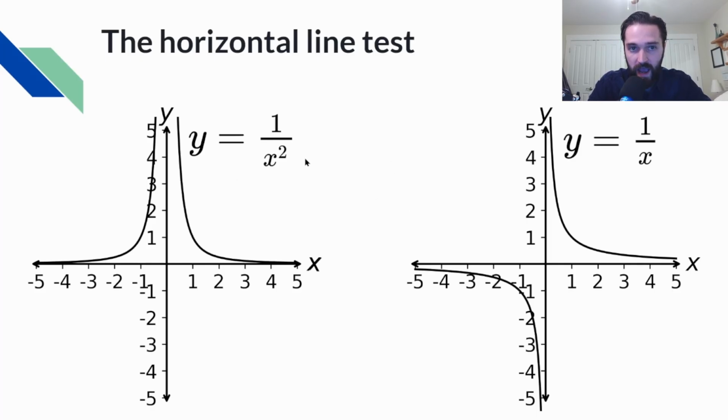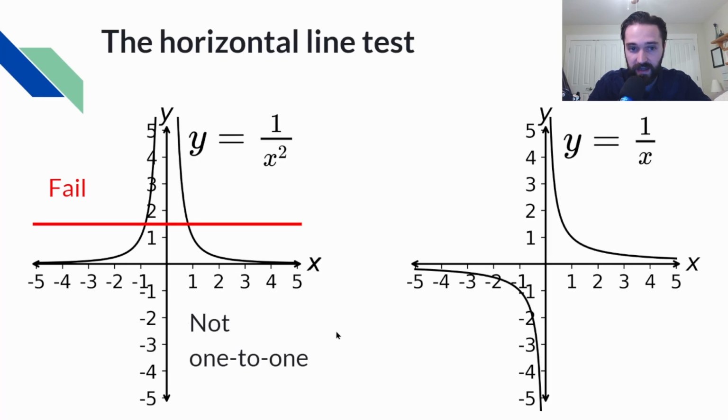Here, I have the function y equals 1 over x squared. And if I draw a horizontal line right here, it's hitting the graph twice. So it fails the horizontal line test. So we say that it is not one-to-one.